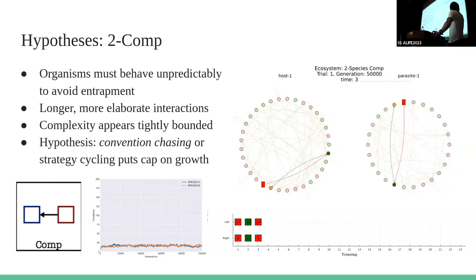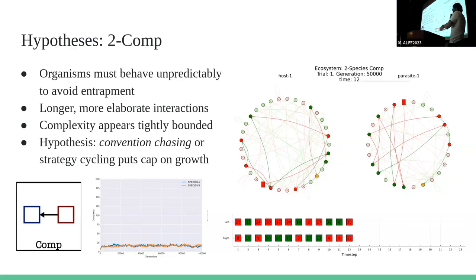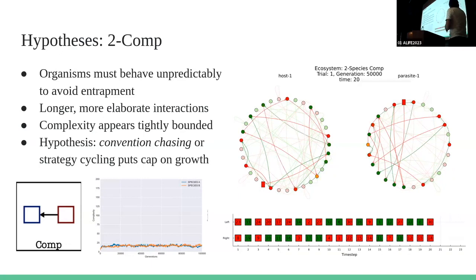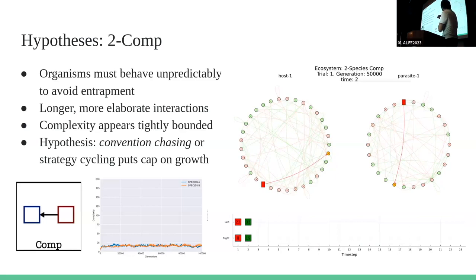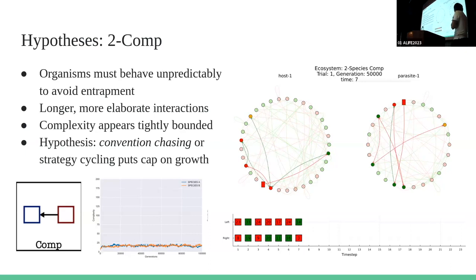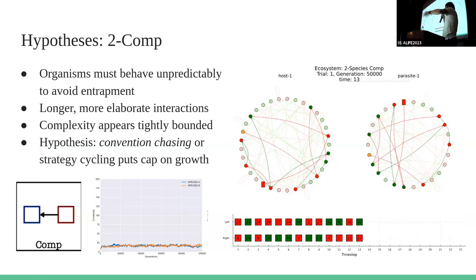So this contrasts with the 2 species competitive group, where we hypothesize organisms should behave more unpredictably to avoid being trapped by the other. So we can see here in that interaction trajectory at the bottom, there's a longer and more elaborate interaction. What's interesting also is that the complexity size is tightly bounded below 25. And so the hypothesis that Nick had was that convention chasing or cycling phenomena was responsible for this cap on growth. So it's something inherent with the domain.